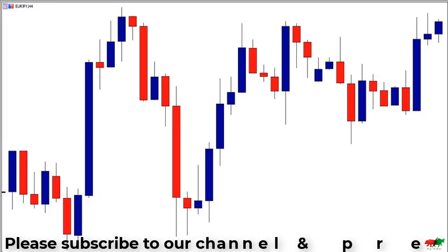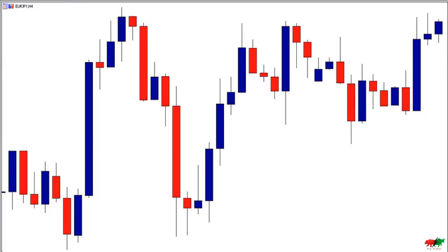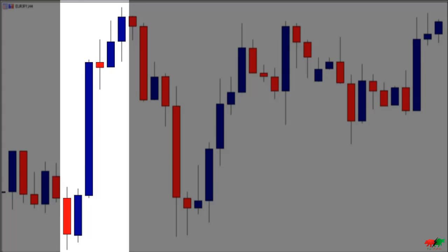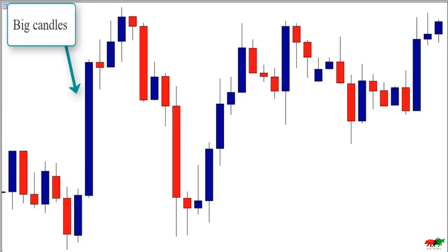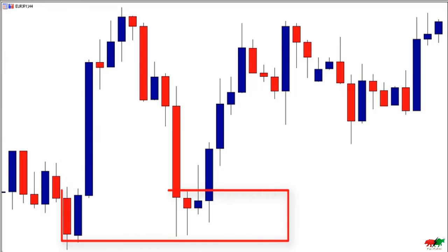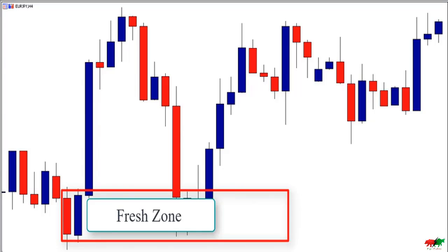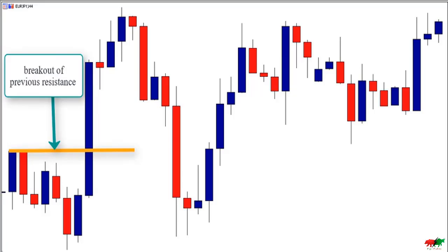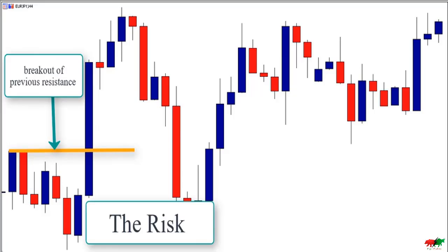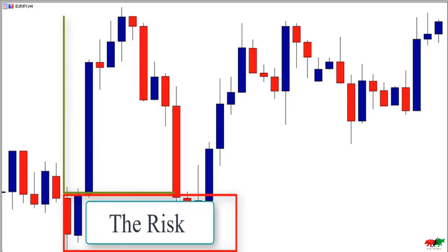This is the Euro JPY four-hour chart. This is a clear demand zone. The move is quick and strong. The candles are big, which indicates that this move is made by a financial institution. The zone is fresh because it has not yet been tested. The previous resistance level is broken. And the risk to reward ratio is very attractive.